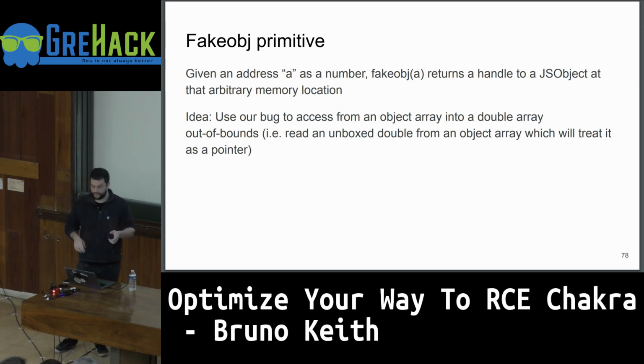The idea here is we're going to do it the other way around. We're going to be accessing from an object array, for which if the value is not tagged, that means it's a pointer, into a double array where we can basically assign values untagged and try to reliably access from an object array into the double array so that it treats that value, which we'll be able to control, as a pointer value.